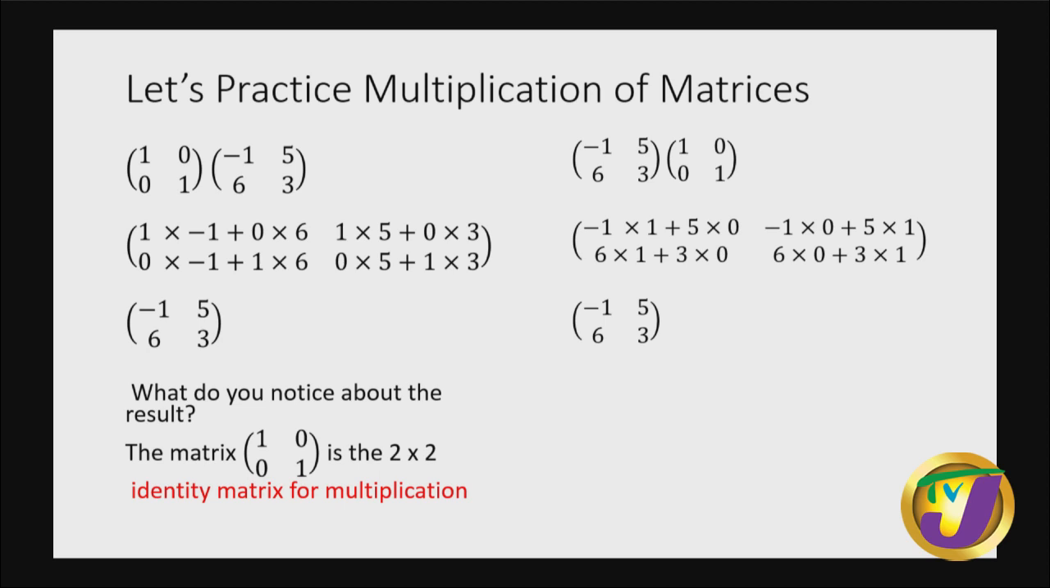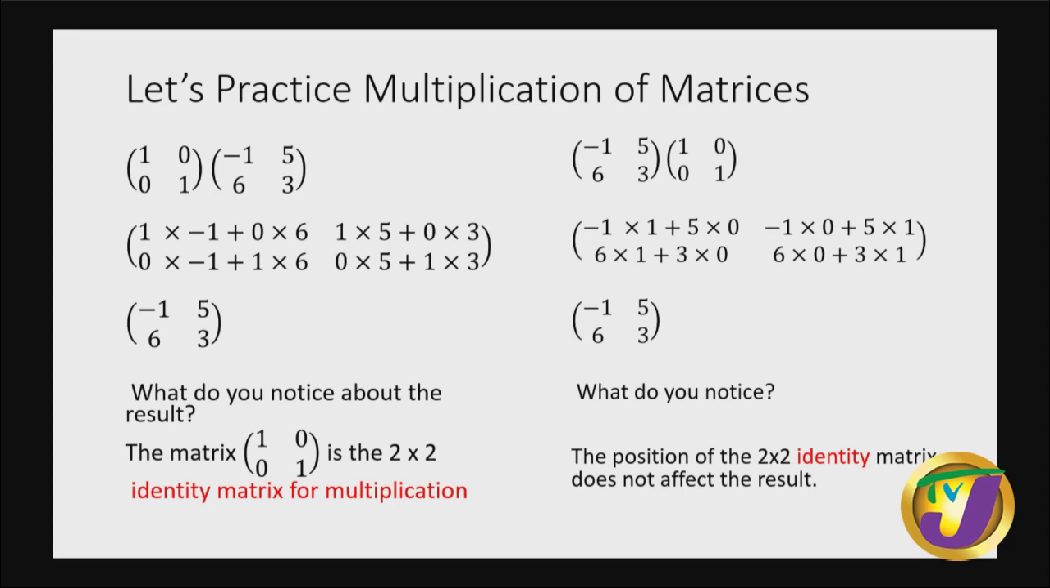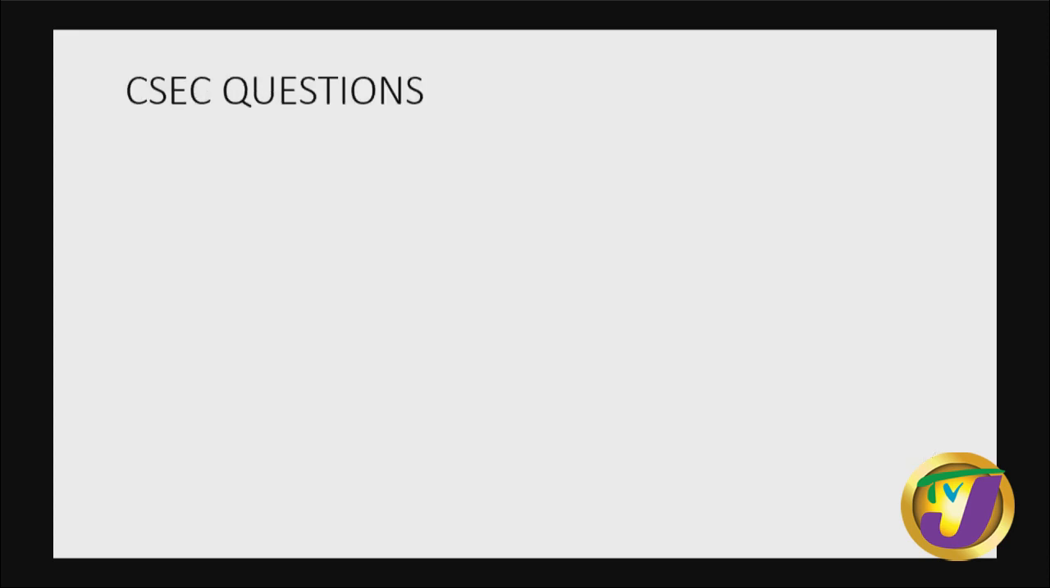As a matter of fact, it's the only time we can change the position or the arrangement of the matrices and we get the same result. This identity is quite special. All right, so the position of the 2 by 2 identity matrix did not change the results. Very important.